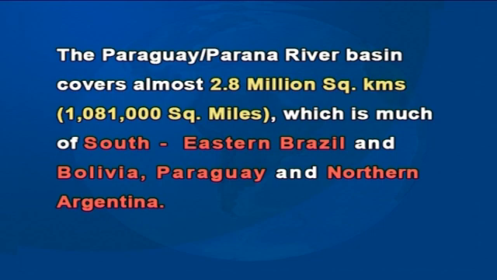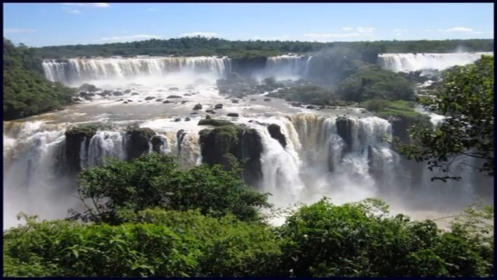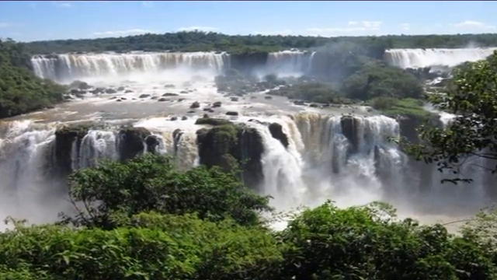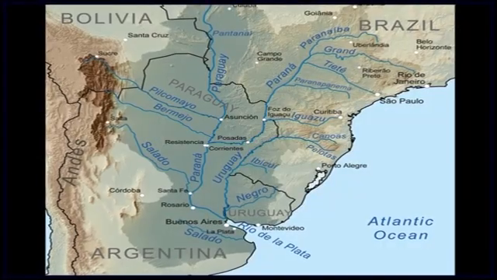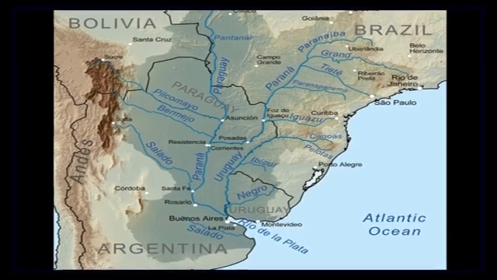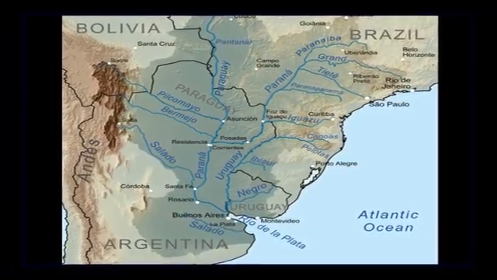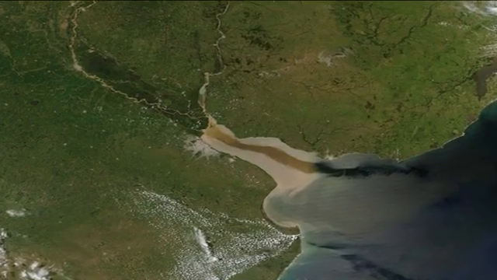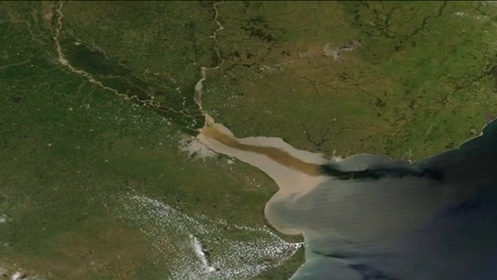The Paraguay-Parana River basin covers almost 2.8 million square kilometers, which is much of southeastern Brazil and Bolivia, Paraguay, and northern Argentina. The Parana River also includes Iguazu Falls, a massive series of waterfalls. Along with the Uruguay River, the Parana River empties into the Rio de la Plata estuary between Argentina and Uruguay. The Rio de la Plata is the most populated region of both countries.